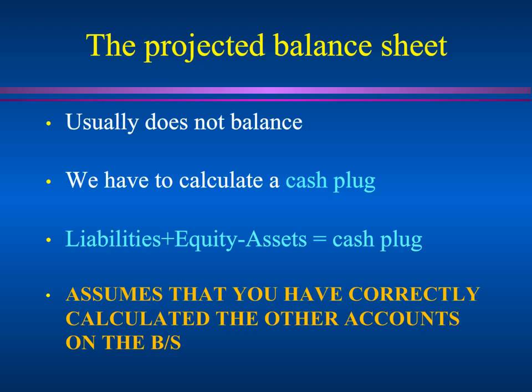But in any event, we have to calculate a cash plug, and that's simply the liabilities plus the equity minus the assets equals a cash plug. The big danger of this is that it assumes that you've calculated everything correctly. Okay, and usually the problem we find where things are not calculated correctly is somewhere in the amortization or somewhere in the retained earnings. These tend to be the biggest spots where things don't get calculated accurately.